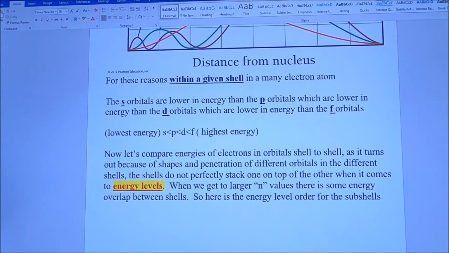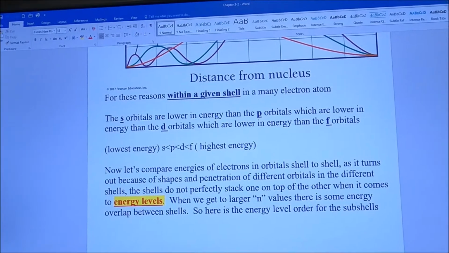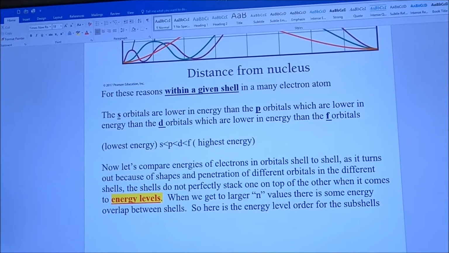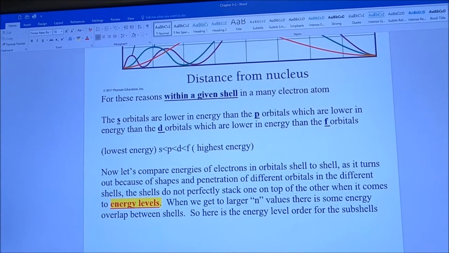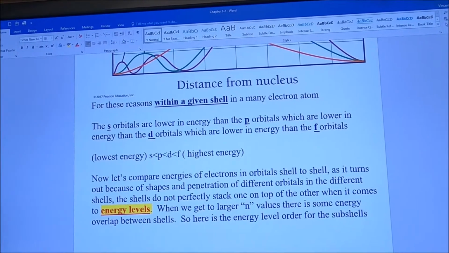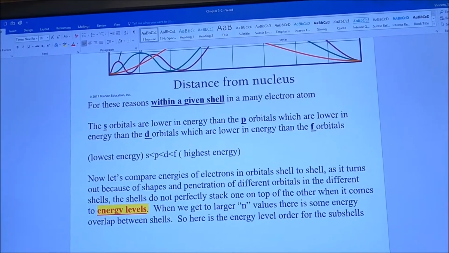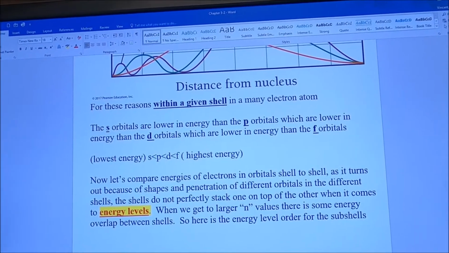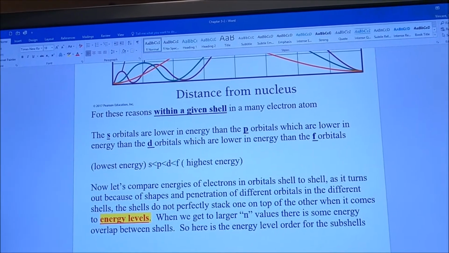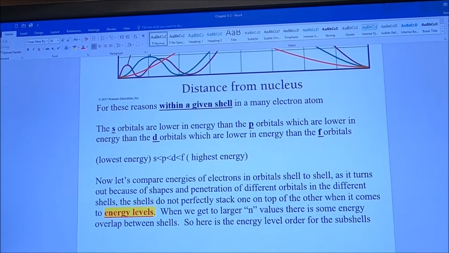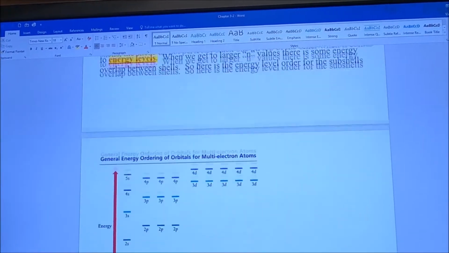The s orbital in a subshell is always going to be lower in energy than a p, which is going to be lower in energy than a d, which is going to be lower in energy than an f. We don't worry about any orbitals greater than f because we don't see them in a ground state atom. Remember, a ground state atom is an atom that has all of its electrons in the lowest energy positions available. Now let's compare the energies of orbitals, okay, in between shells.